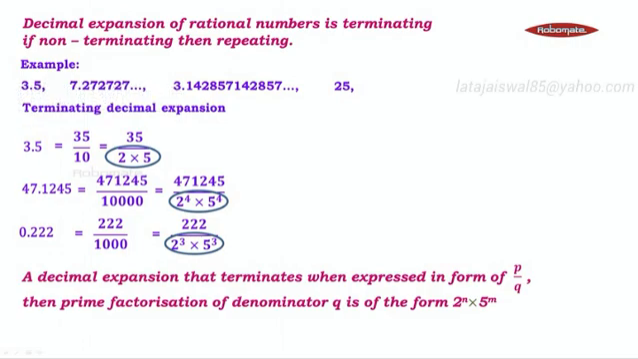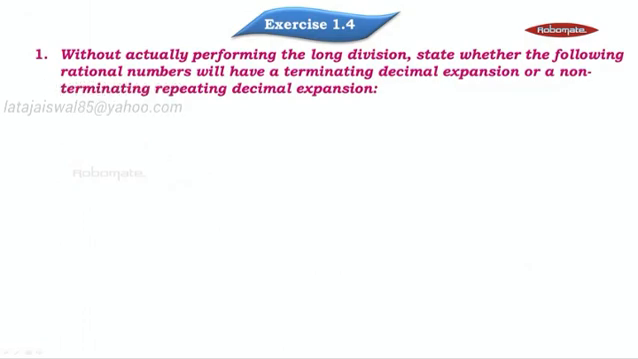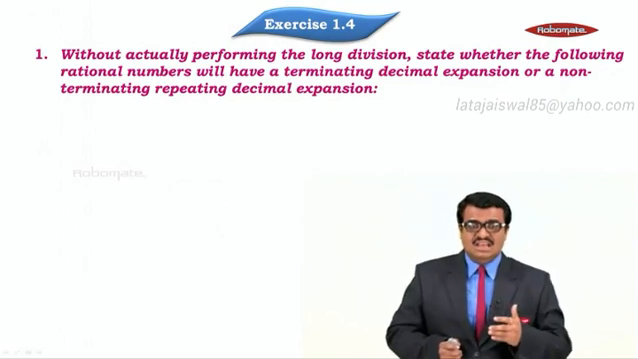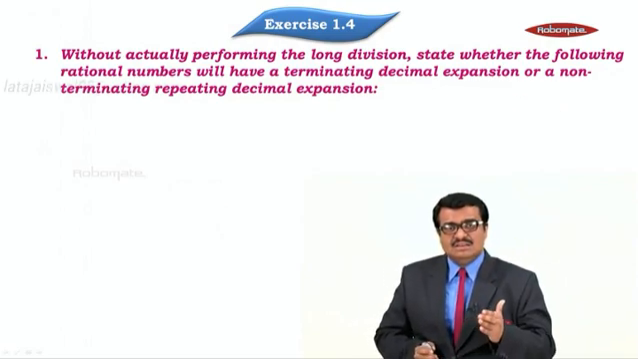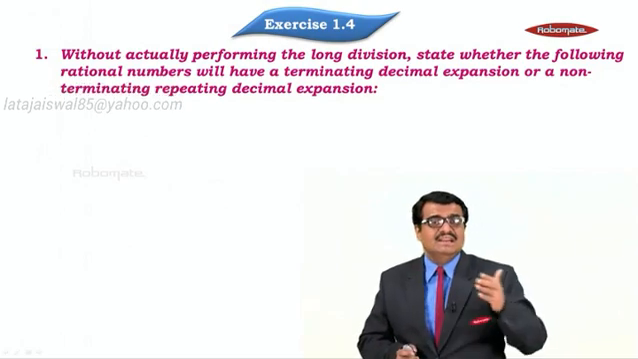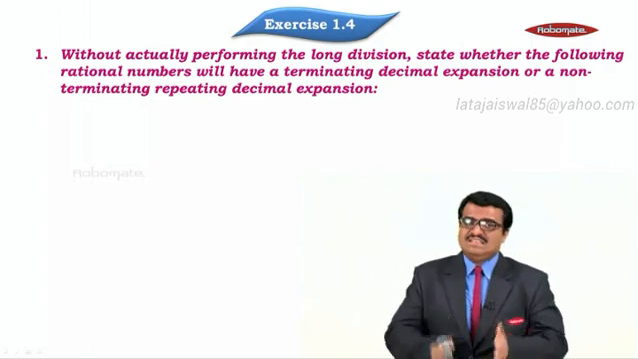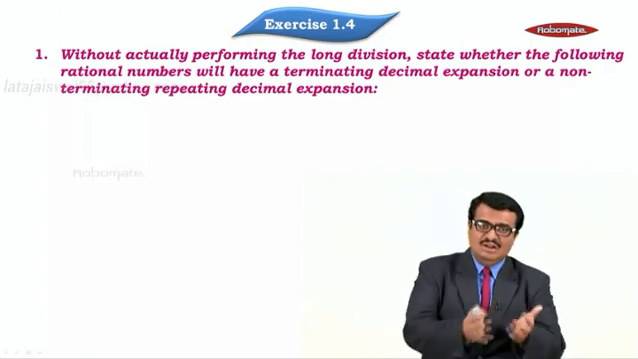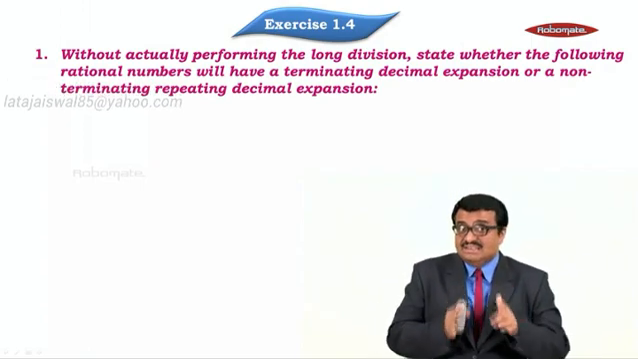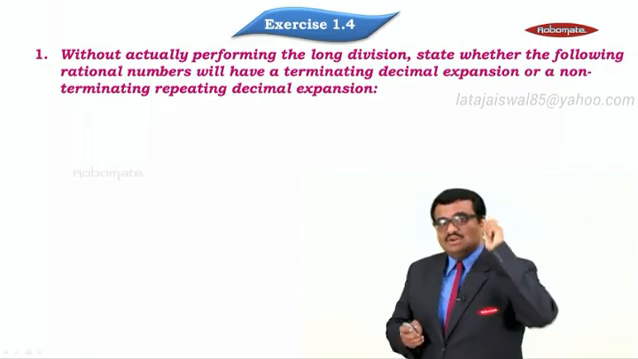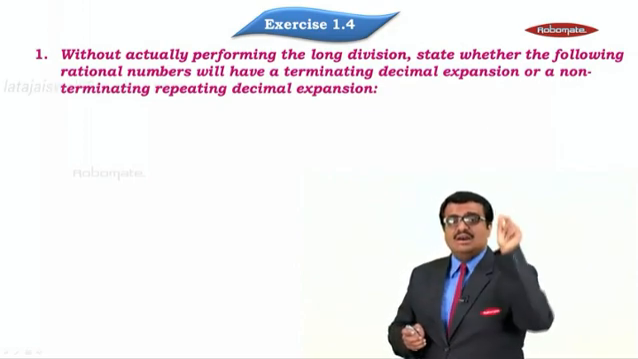Okay. Keeping this idea in our mind, let us do the next sum. Exercise 1.4, question number 1. Without actually performing the long division, state whether the following rational numbers will have terminating decimal expansion or non-terminating repeating decimal expansion. Because if it is a rational number, then the decimal expansion is either terminating or non-terminating. Non-terminating means it is repeating, right? So without performing division, we have to conclude whether it has a terminating decimal expansion or a repeating decimal expansion.